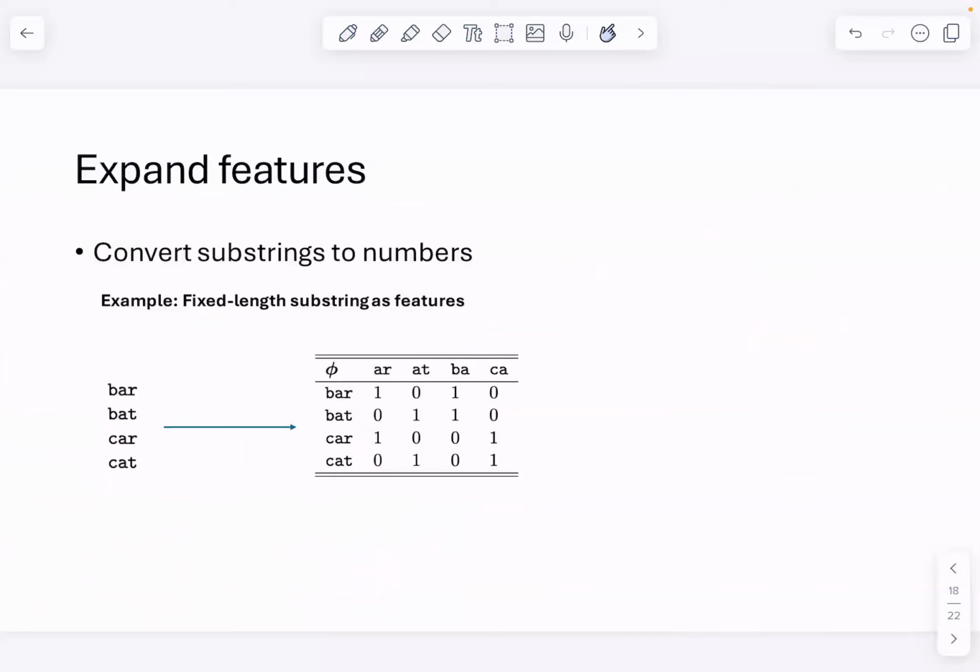So to make it more formal, typically we can build a table. Here, for example, we use fixed length substrings. Our substring is always of length 2, and here we have a list of 4 substrings: AR, AT, BA, and CA. Then we can convert each of our words to features. For bar, it will be 1, 0, 1, 0, because AR is contained in bar, AT is not contained in bar, BA is contained in bar, and CA is not contained in bar. So this is how we do the conversion.